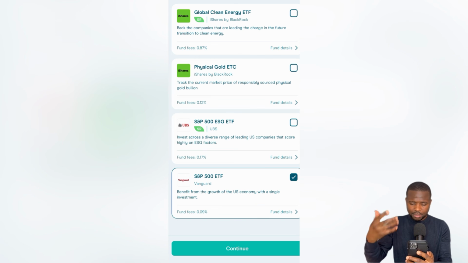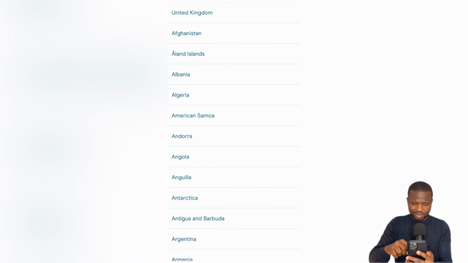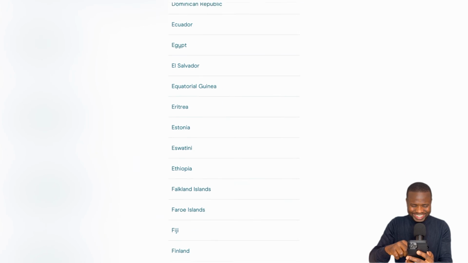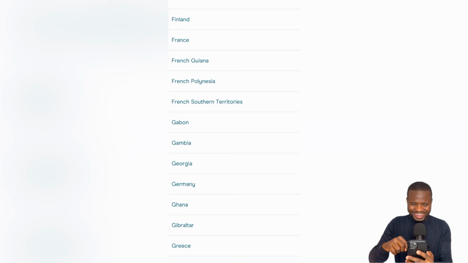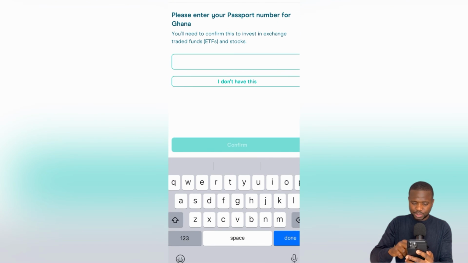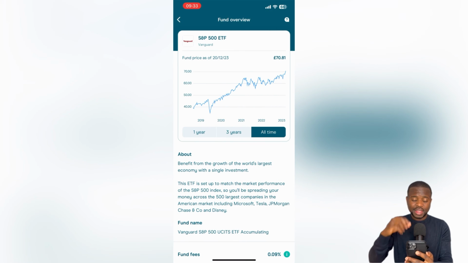I invest in it. But of course, before you decide, you can speak to a financial advisor. Then you can continue. Then you can select your nationality. I'm a very proud Ghanaian, so I go to Ghana, Ghanaian. And then I continue, confirm, passport number. So from here it's details, and then you can invest in the Vanguard S&P 500 ETF. Remember, you can customize it as you see fit.